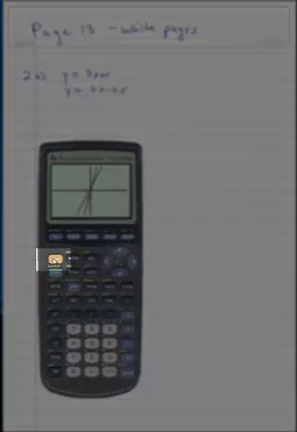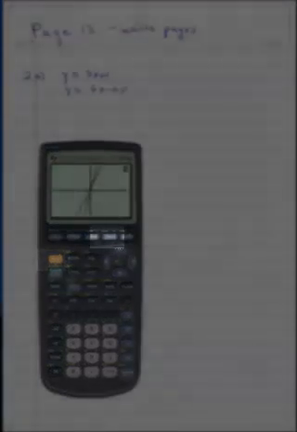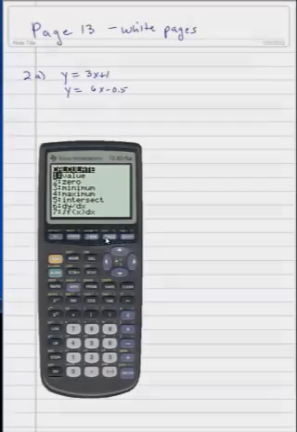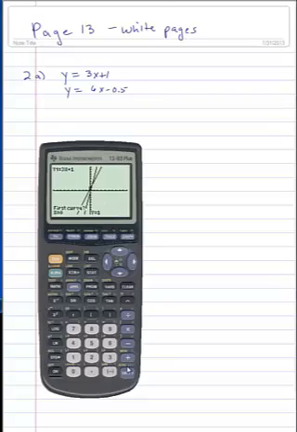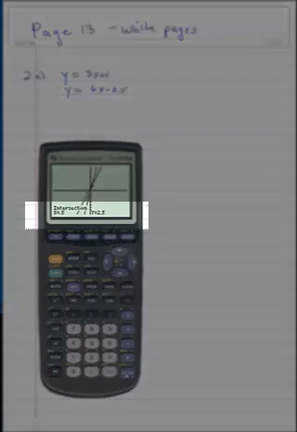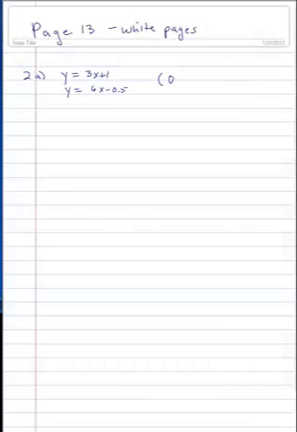To do this, I'm going to hit second and then trace, and then go down to number 5 for intersect. I'm going to just hit enter, enter, and then enter, and I get the answer of x is 0.5 and y is 2.5. So this is the point 0.5, comma 2.5.